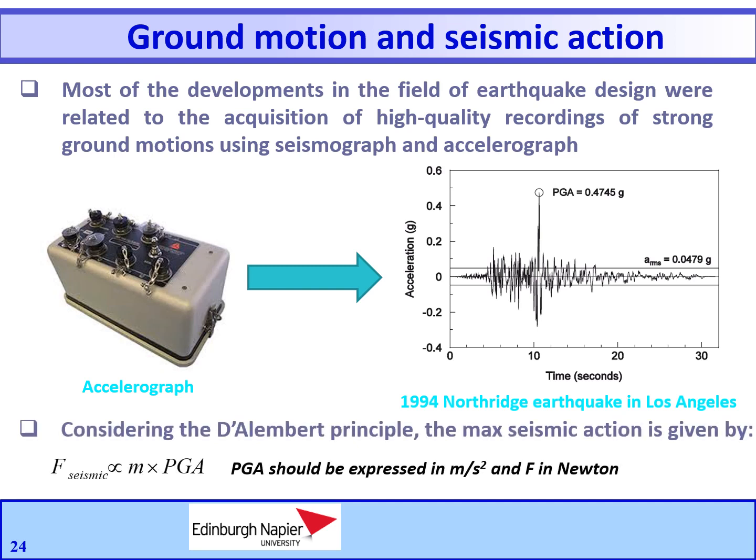Considering D'Alembert's principle, the maximum seismic action is given as a function of the peak ground acceleration obtained by the time history in terms of accelerations multiplied by the mass of the structure. Just note that we should always be working with compatible units, which would indicatively be here meters per squared seconds for the acceleration and newtons for the forces.